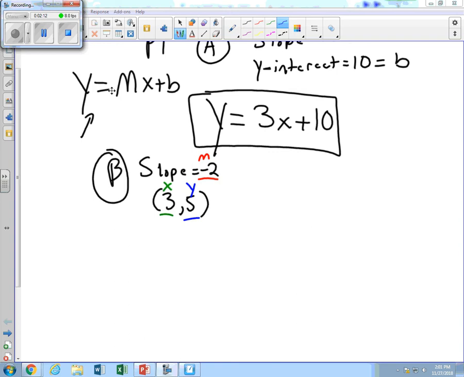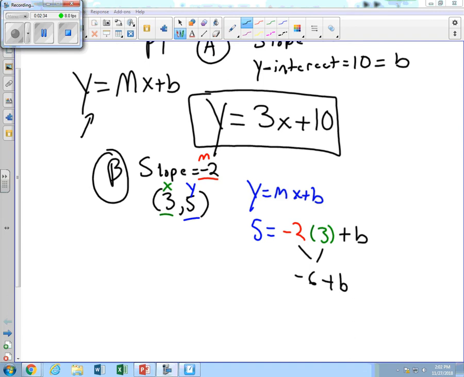So, y equals mx plus b. That means my y is 5 equals -2 times 3 plus b. -2 times 3 is -6 plus b equals 5. Plus 6 on both sides. 5 plus 6, 11 equals b.